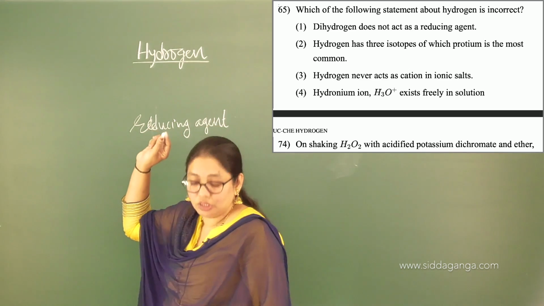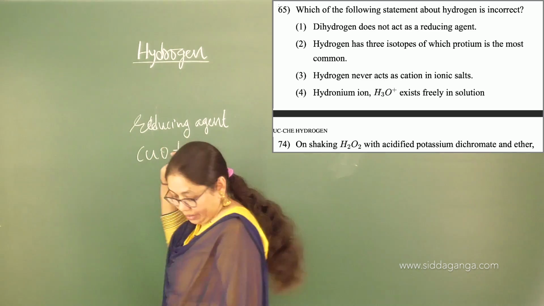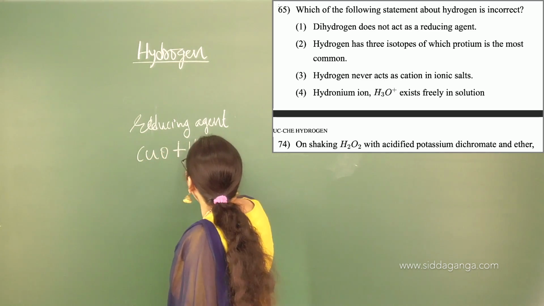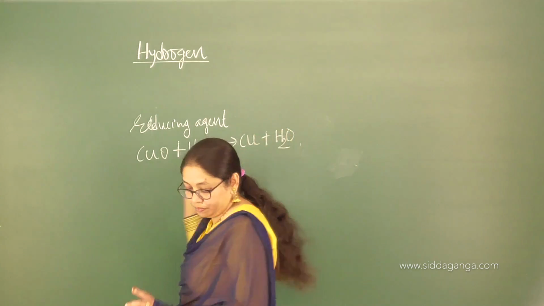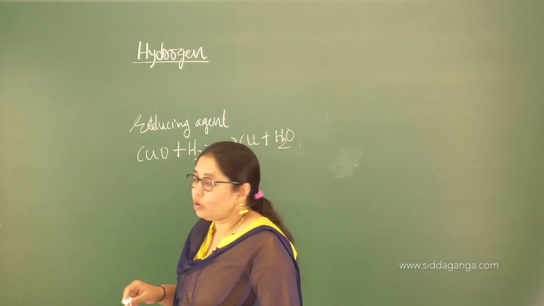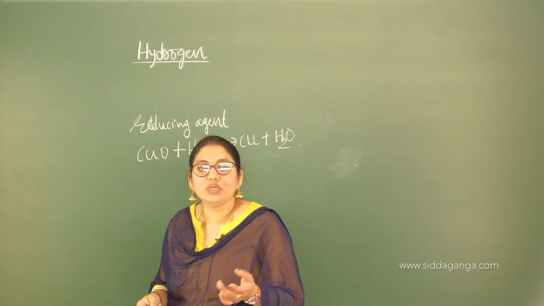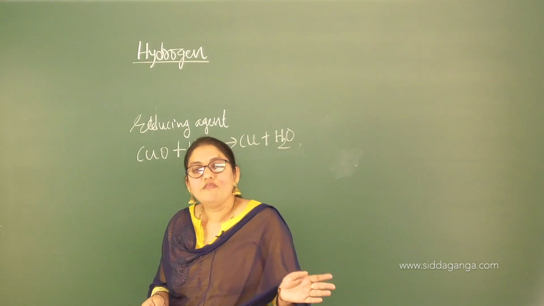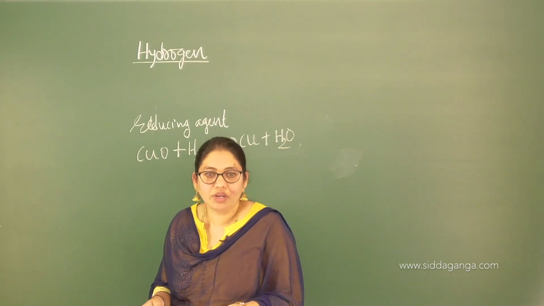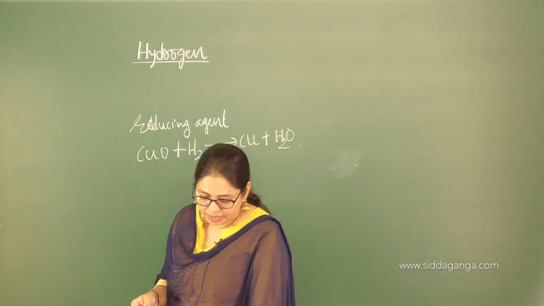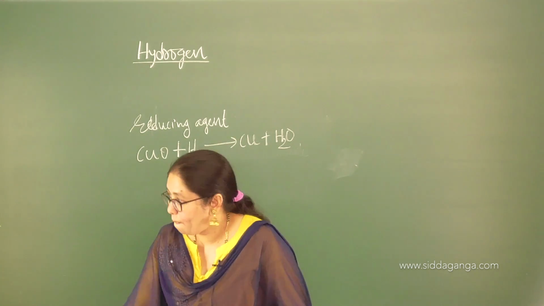Okay, so you can learn this with the help of a simple reaction. If you take cupric oxide and make it react with dihydrogen, it reduces cupric oxide to copper with the formation of a water molecule. Likewise you have one more reaction, ferric oxide, used in the blast furnace, where ferric oxide is reduced to iron. All those properties show that it is a very good reducing agent, but they have given here that it does not act as a reducing agent. That is the incorrect statement. If you move on to the next one.